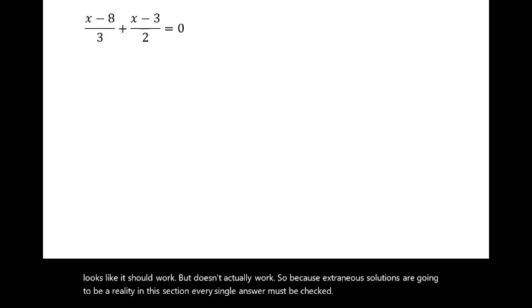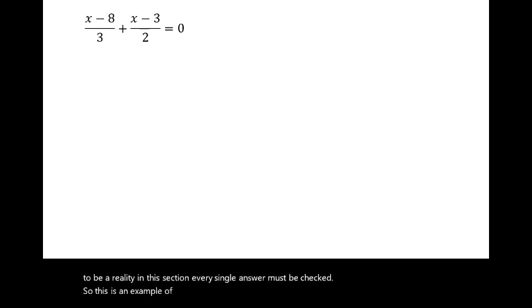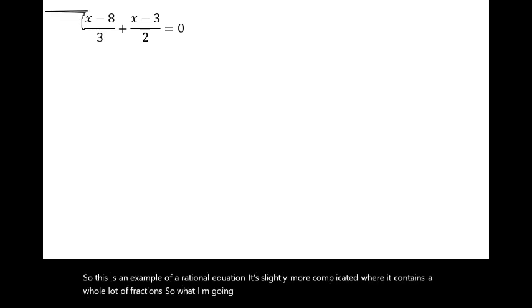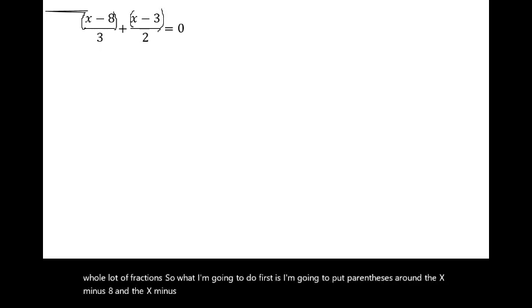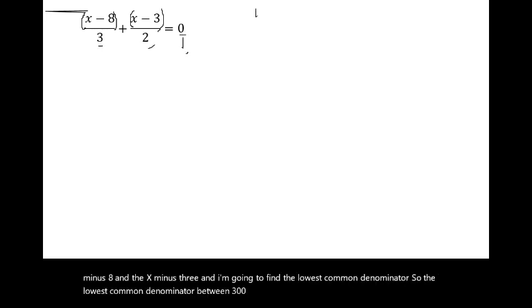So this is an example of a rational equation. It's slightly more complicated, where it contains a whole lot of fractions. So what I'm going to do first is put parentheses around the x minus 8 and the x minus 3, and I'm going to find the lowest common denominator. The lowest common denominator between 3, 2, and 1 is 6.